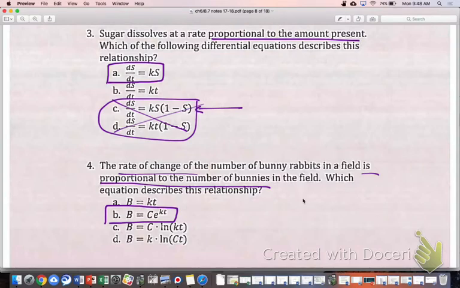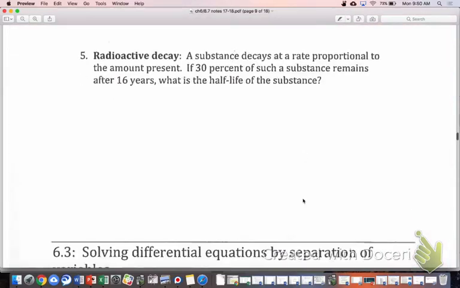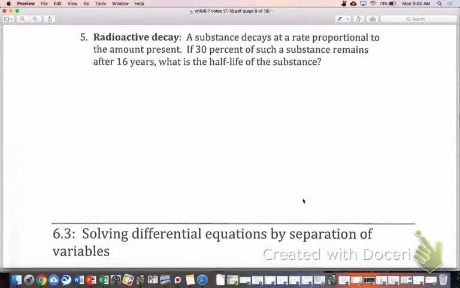Yes? All right, so in the video you saw an example about bacteria. I thought here in class today we'd do one example having to do with radioactive decay. There's a terminology in here that I want to make sure we all understand. I'll read it out loud, and we'll talk about the term. It says, a substance decays at a rate proportional to the amount present. If 30% of such a substance remains after 16 years, what is the half-life of the substance? So half-life, if you've had some science class that dealt with this, maybe chemistry, does anybody know what half-life is?